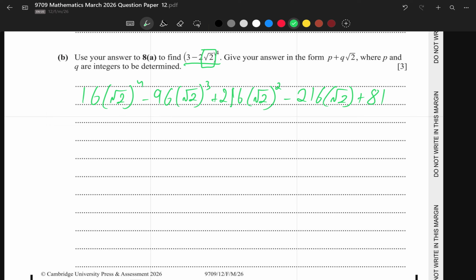If we solve these, we'll get 577 minus 408 square root of 2. So p is equal to 577, q is equal to negative 408.